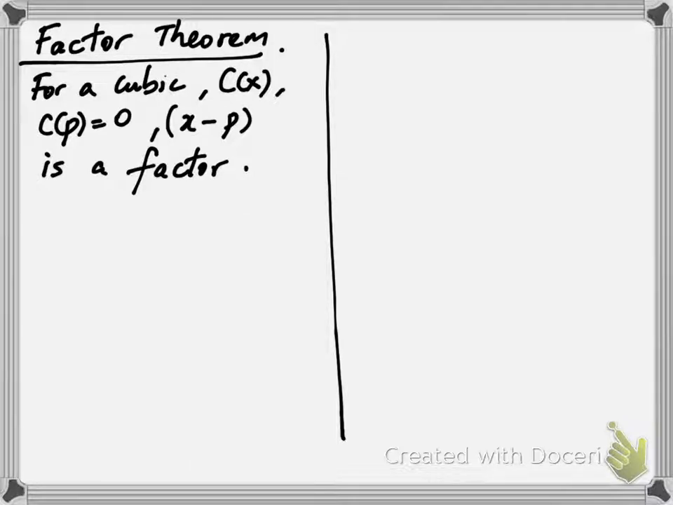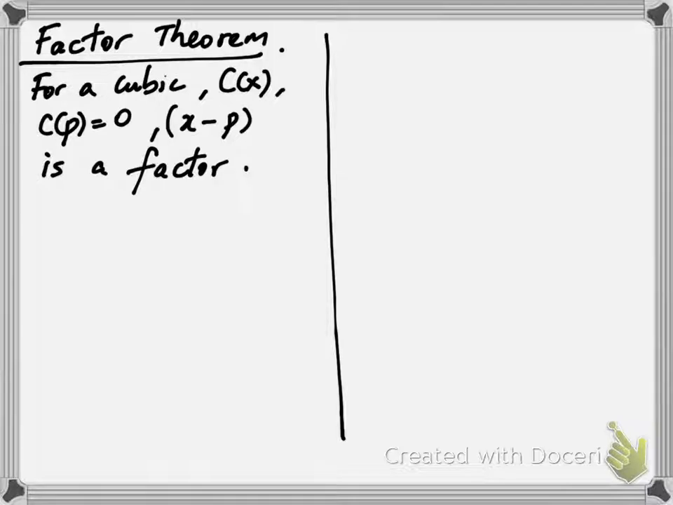Alright, so today we're looking at the factor theorem, and just the factor theorem. If you have a cubic, ax cubed plus bx squared plus cx plus d, and you find a number, let's say p, such that when you substitute it into the cubic you end up with 0, then x minus p is a factor.